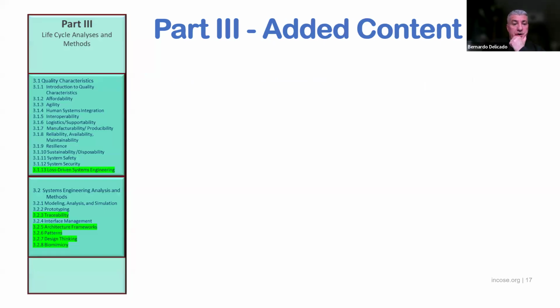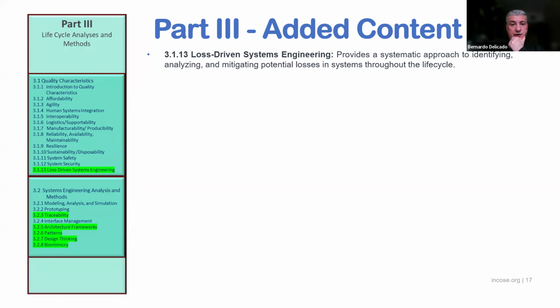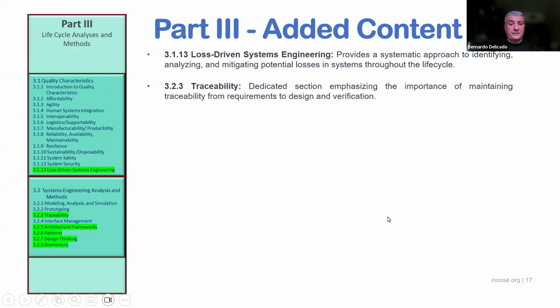We move to part 3. We have here a new session on loss-driven system engineering, 3.1.13. It provides a systematic approach to identifying, analyzing, and mitigating potential losses in systems throughout the life cycle. We have also a new session related to traceability, 3.2.3, dedicated session emphasizing the importance of maintaining traceability from requirements to design and verification.